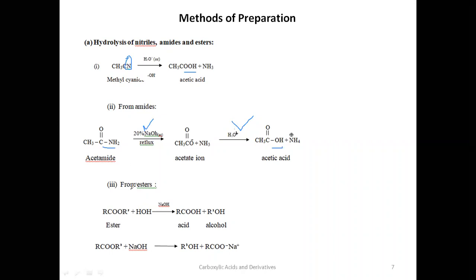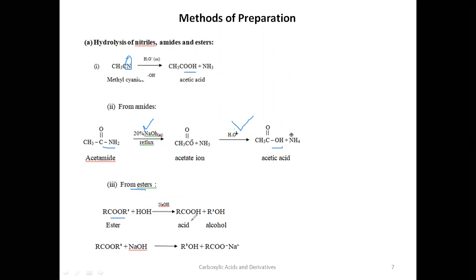So now this can also be prepared from esters. This group is an ester, RCOOR. If OH of acid is substituted with OR, then it becomes ester. So from esters also we can prepare these compounds, RCOOR' plus HOH. This can be done in the presence of base or acid. These esters can be converted to acids.